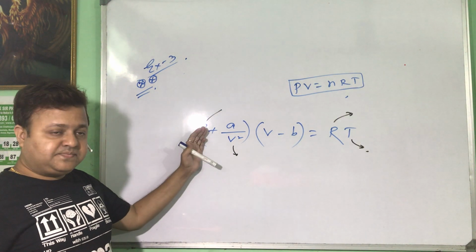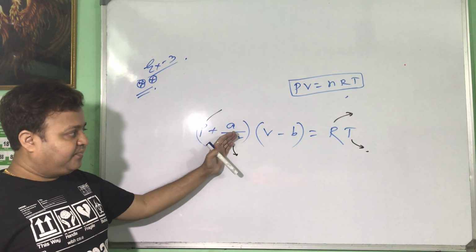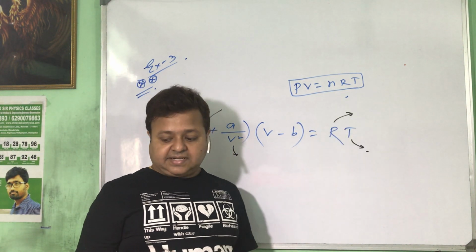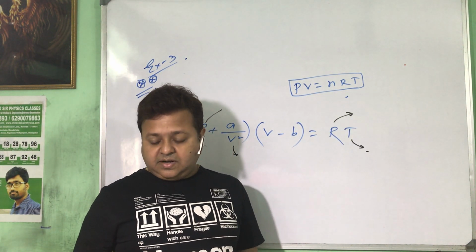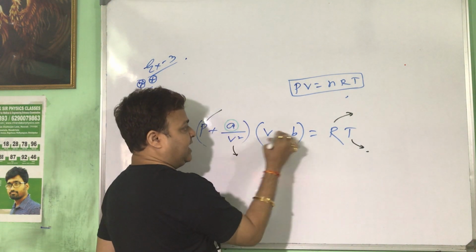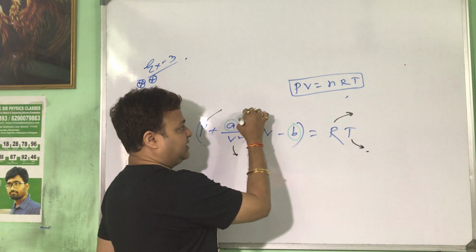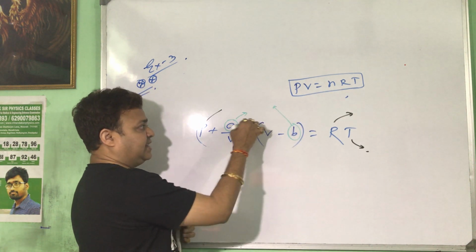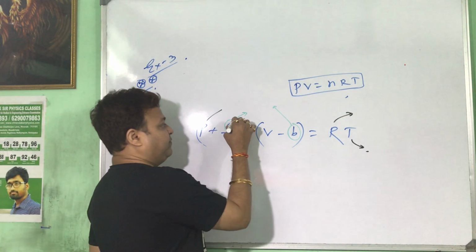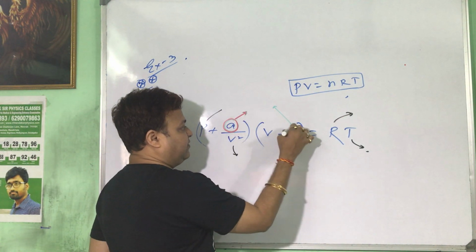Where P is the pressure, V is the volume, R is the universal gas constant, capital T is the temperature. Then we have to find the dimension of small a and b. These are the constants, the van der Waals constants.